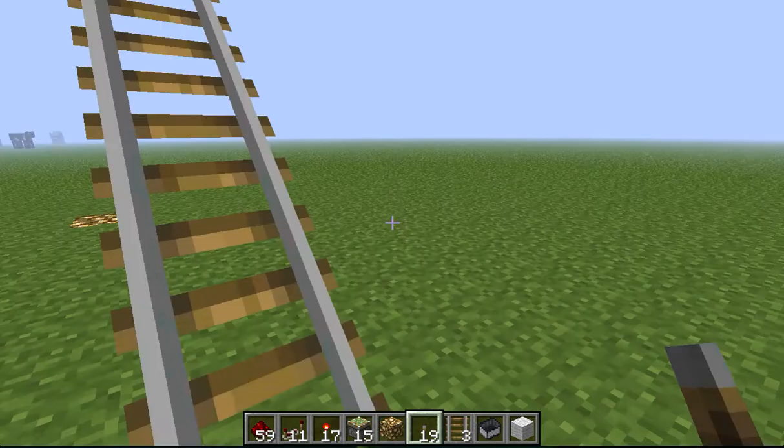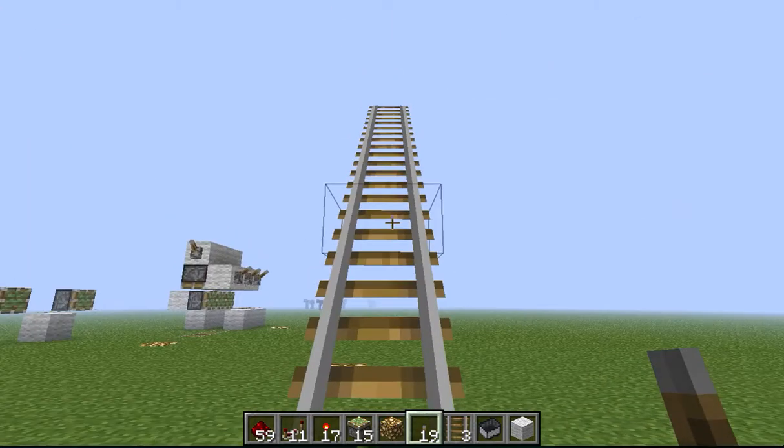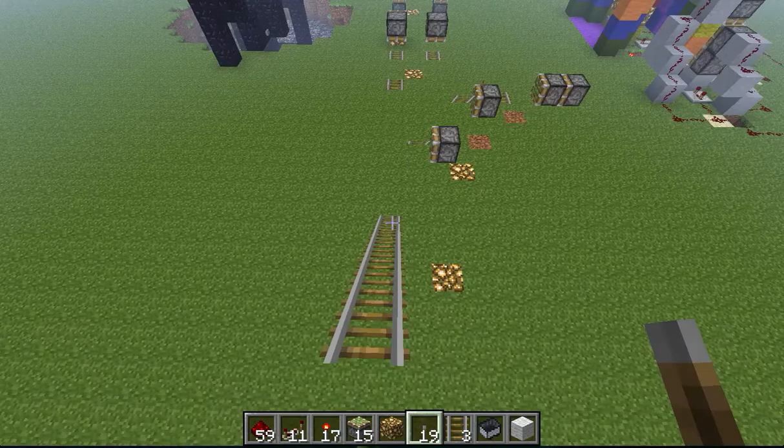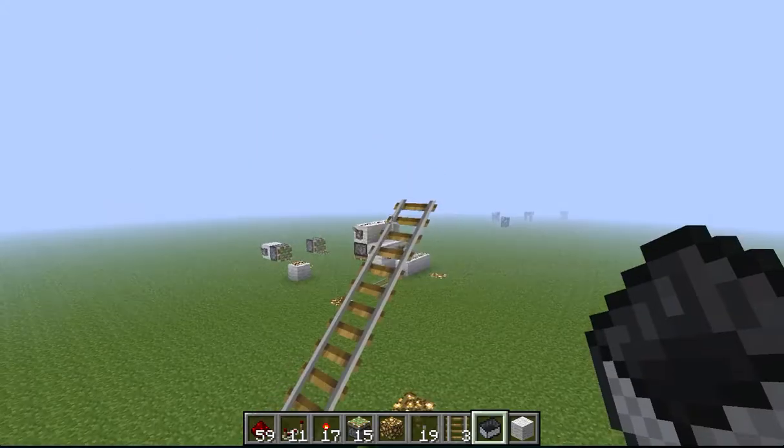Now this is useful if you say wanted to have a floating slope, so you can ride your minecart.